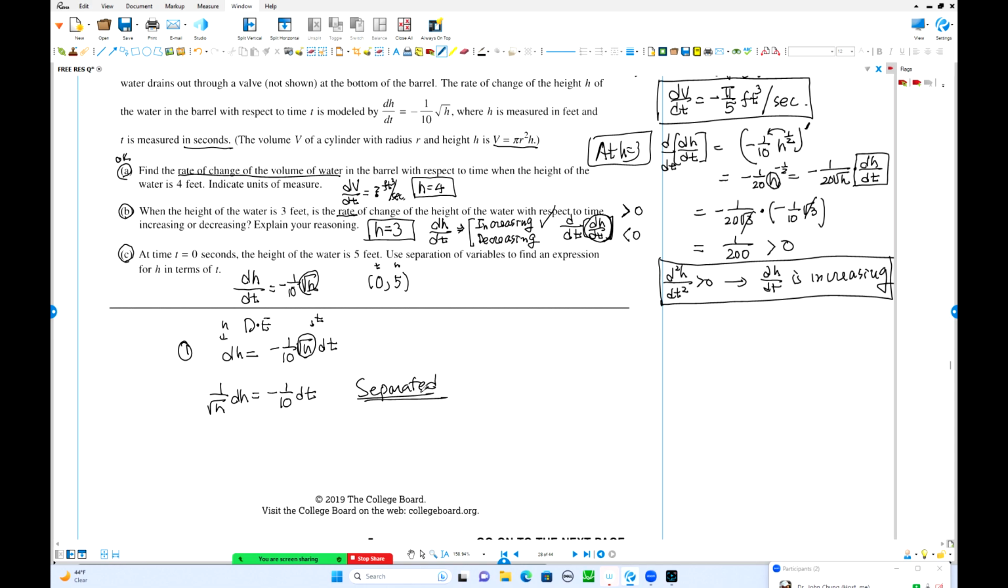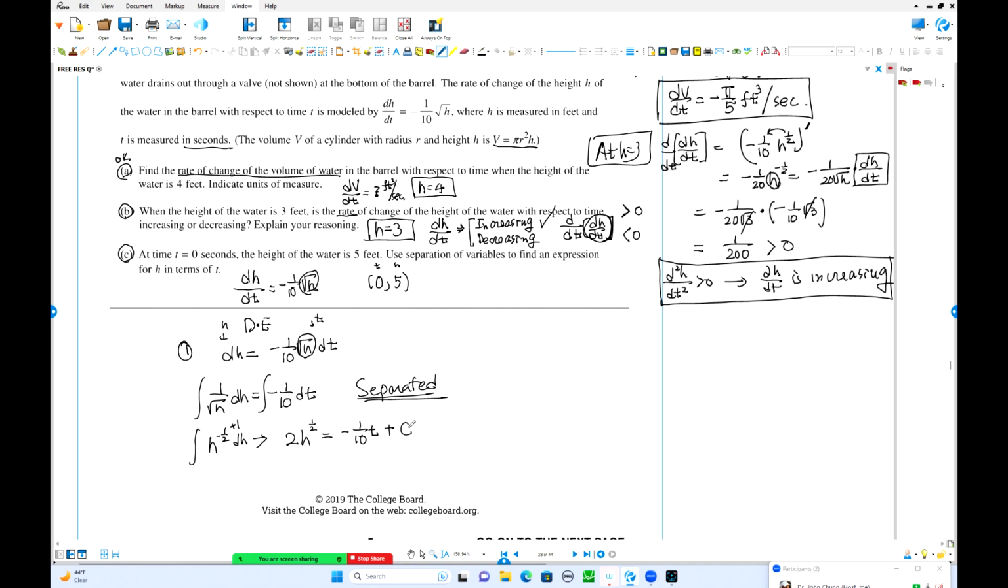After that, we take the integral on both sides. Inside over here, h to the power negative 1 half. How can you take the integral? The antiderivative: add 1, so negative 1 half plus 1 is 1 half, so 2 times h to the 1 half. And on the right-hand side, we only put the constant on one side, not both sides. That equals negative 1 over 10 times t plus c.